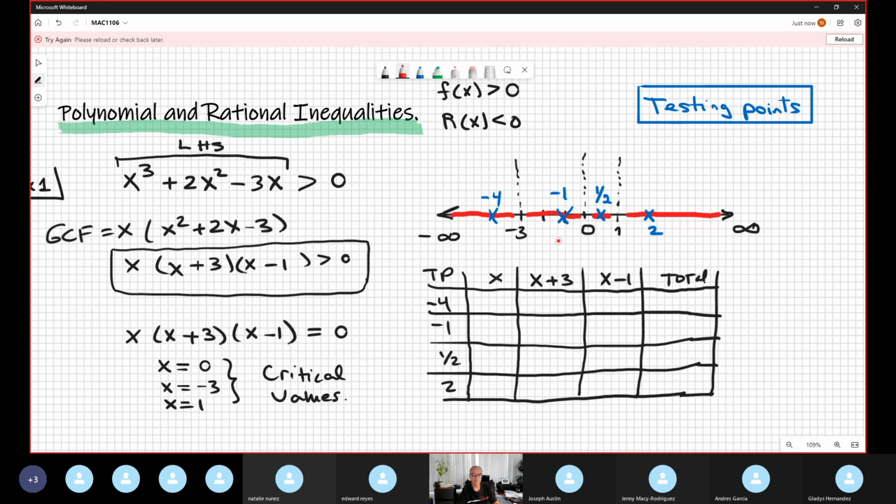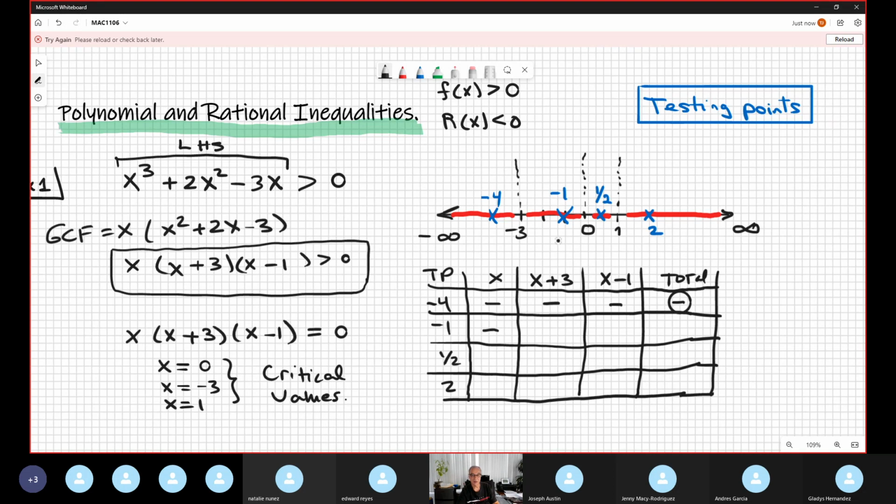Let me use red color. You plug in -4 in this factor only. It's obvious that when you replace it with -4, it is negative. But I don't care about the value, I care about the sign. -4 here is negative. And here, -4 plus 3 is -1, negative. The value is not important. The important information is the sign. And -4 minus 1 is negative. And we have 3 negatives, so the answer is negative.